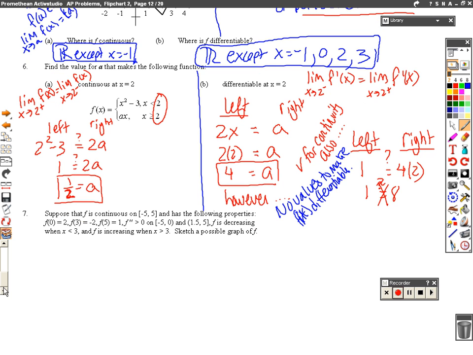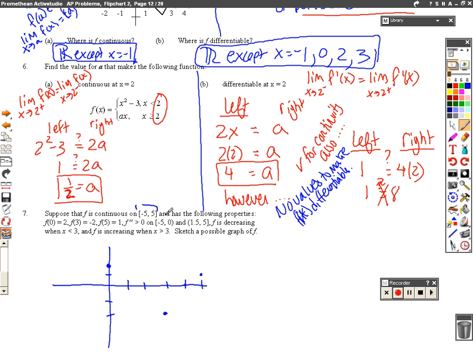All right, let's move on to 7 really quickly. Suppose that f is continuous from -5 to 5. This is inclusive and has the following properties. The value at 0 is 2. So we're going to be actually graphing this. So at 0, f is 2. That's a point on the graph. At 3, the value is -2. Point on the graph. At 5, the value is 1.